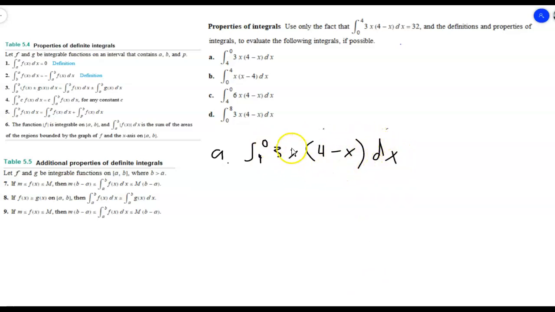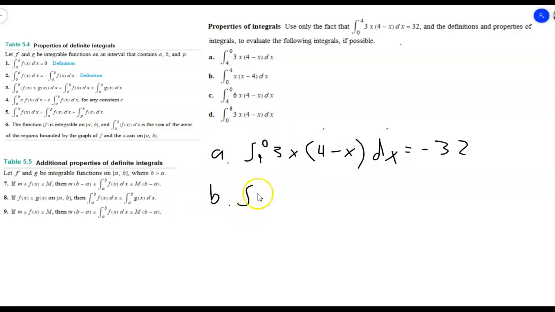We see if everything inside is the same, but we just switch our limits of integration here. That's number 2 here, going from b to a instead of a to b. You just take the opposite sign of whatever the area is. So instead of being 32, this is going to be equal to negative 32. All right, let's take a look at b.